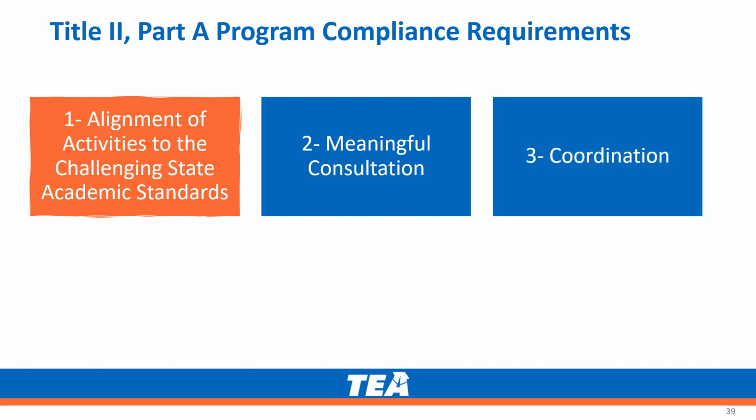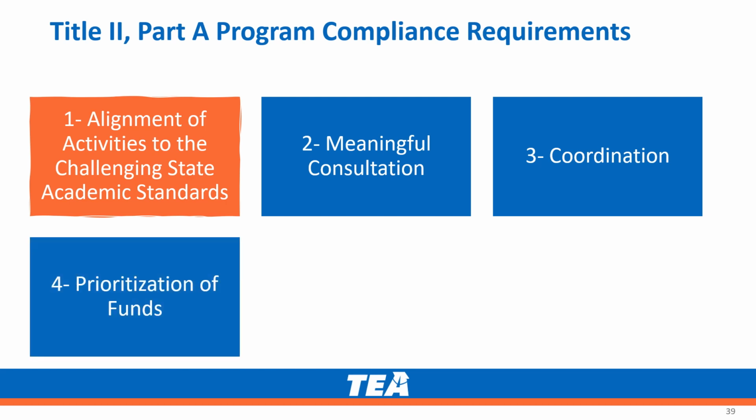Third, we have the coordination. This requirement increases program effectiveness, eliminates duplication, and reduces fragmentation of the instructional program. Fourth, we have the prioritization of funds. LEAs are required to prioritize the use of the Title II Part A funds to schools that have been identified for school improvement by TEA and to schools that have the highest percentage of low-income children.